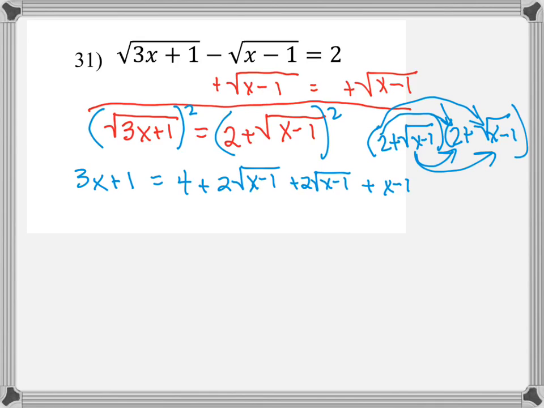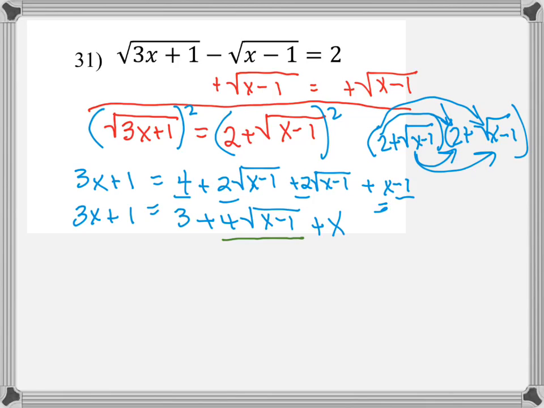Let's combine like terms on the right. So I can combine my 4 and my negative 1 and get 3. I can combine both of the radical terms and get 4 times the square root of x minus 1. And then I still have this x term, so plus x. Well, now I need to go back to my first step, and I need to isolate a radical, the only radical now this time.